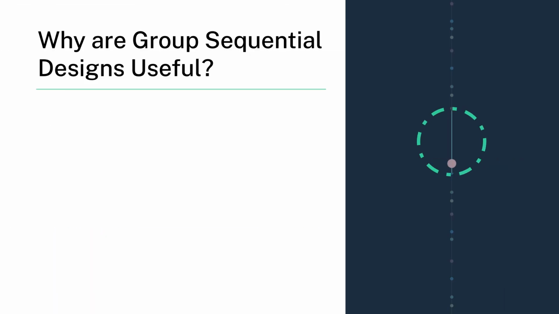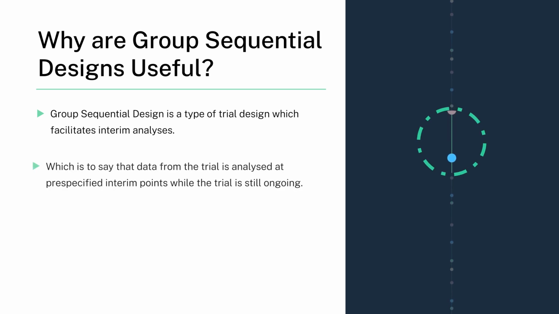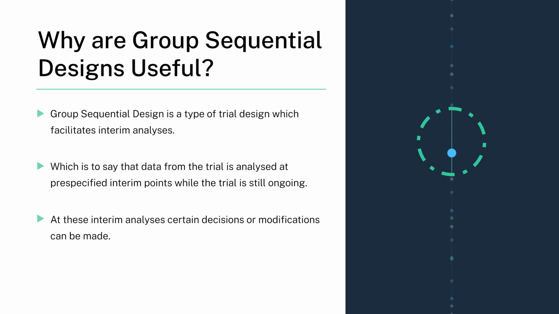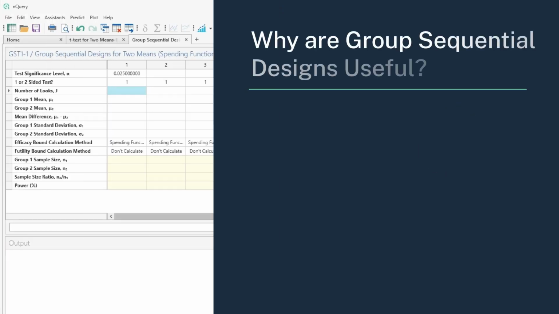A group sequential design is just a type of trial design which facilitates interim analysis, which is to say that data from the trial is analysed at pre-specified interim points while the trial is still ongoing. At these interim analyses, certain decisions or modifications can be made, for example, stopping the trial early for efficacy or futility, or adjusting the sample size. So why are these designs so useful?